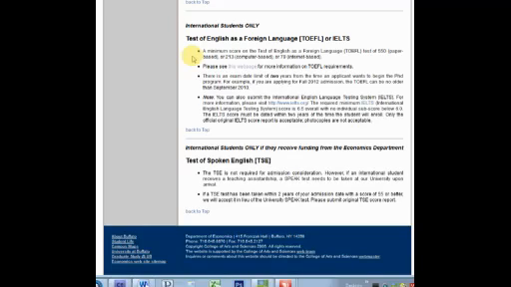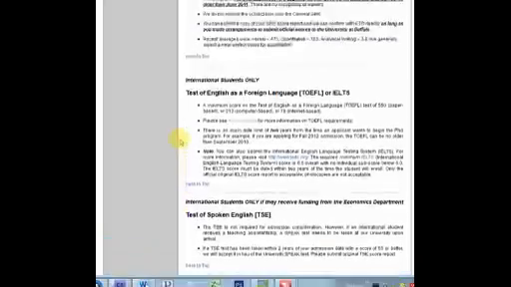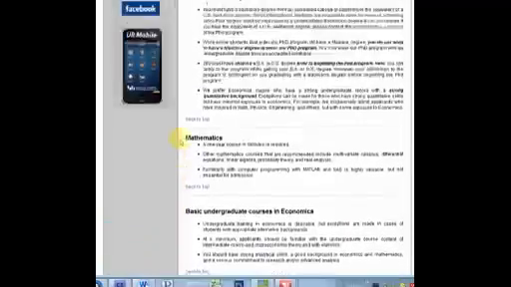For international students, we require the TOEFL or the IELTS. And again, these scores must be within a 2-year time frame. So if you're considering applying for fall 2013, the TOEFL or IELTS scores can be no older than June 2011. The test of spoken English is not required for admission consideration. However, if you're admitted, you would be required to take the exam upon arrival to the university.